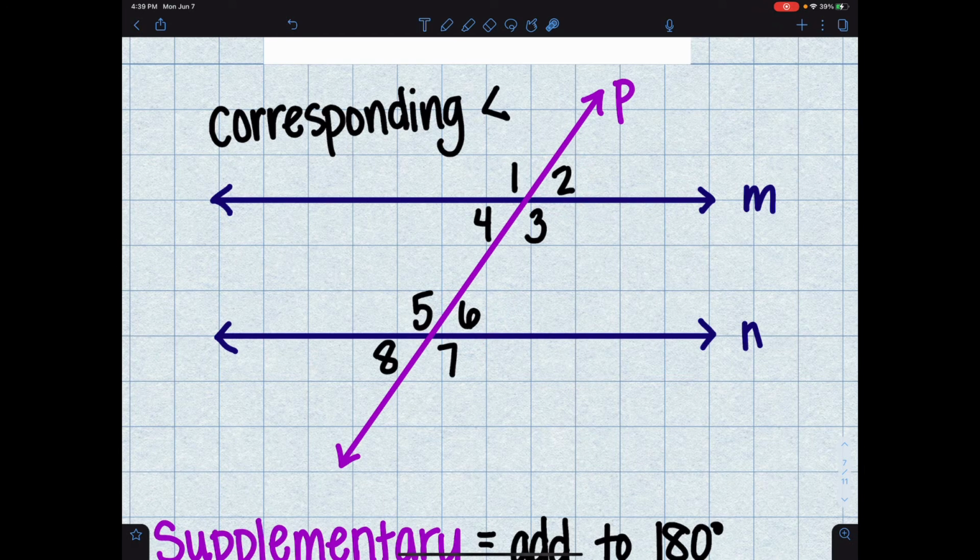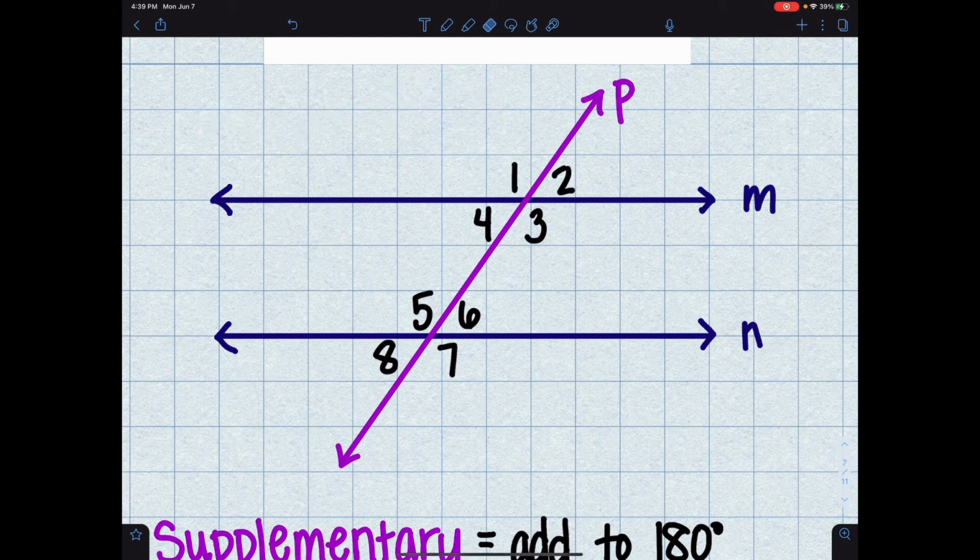And then the book asks us, which angle corresponds to angle 7? So if you're playing Foursquare, and this is your Foursquare, where's the same position on the upper line? It's this one, right? Because this is your Foursquare, and that's in the same position as that, lower right. Okay, so that's what corresponding angle means. It's about being in the same relative position.